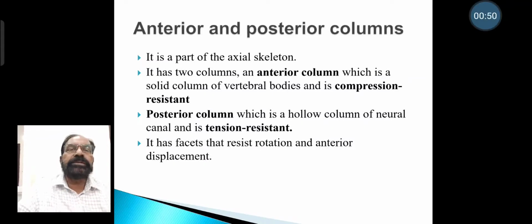It has two columns, an anterior column which is a solid column of vertebral bodies and is compression resistant, and another column is posterior column which is a hollow column of neural canal and is tension resistant. It has facets that resist rotation and anterior displacement.